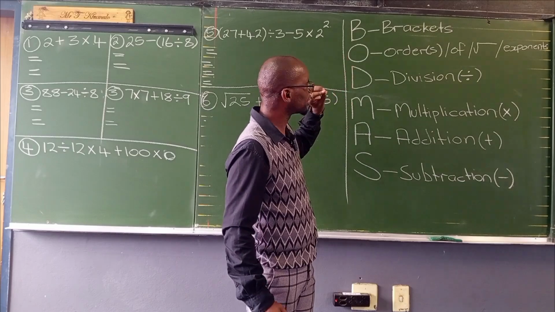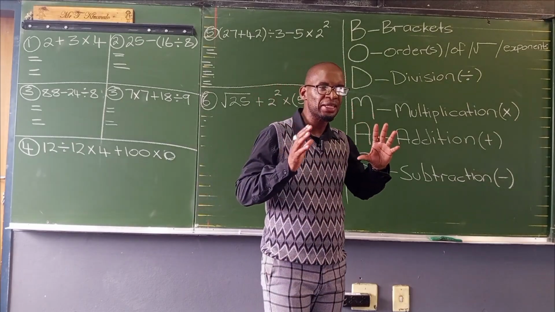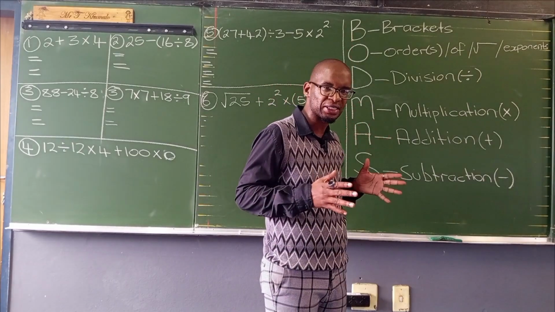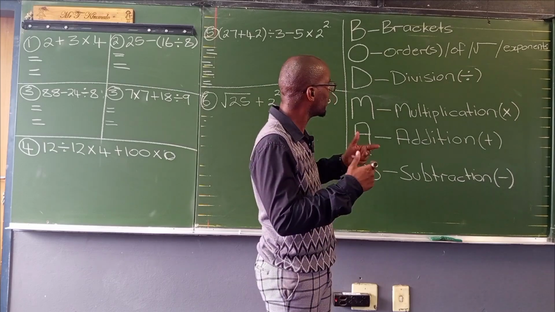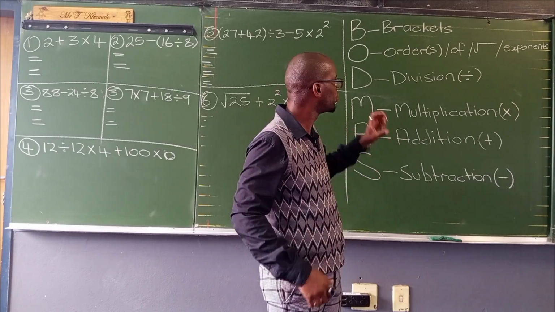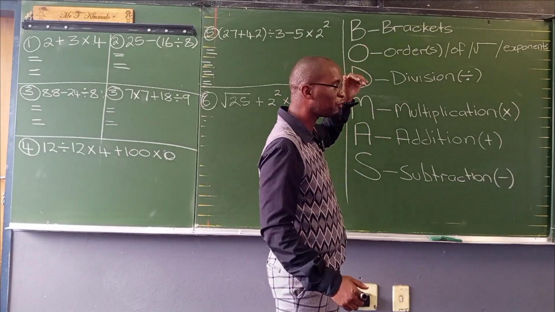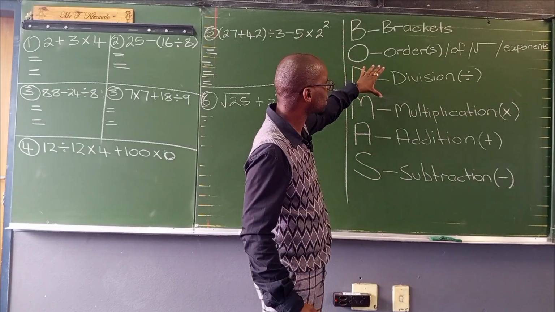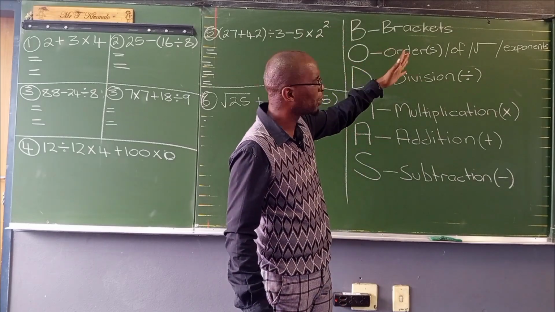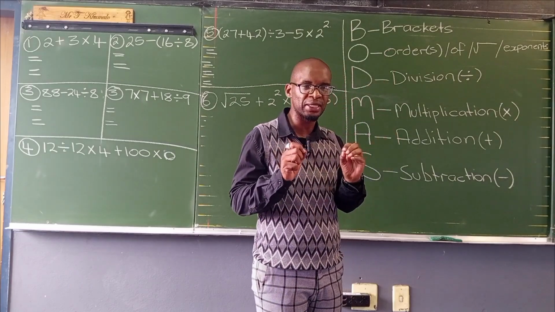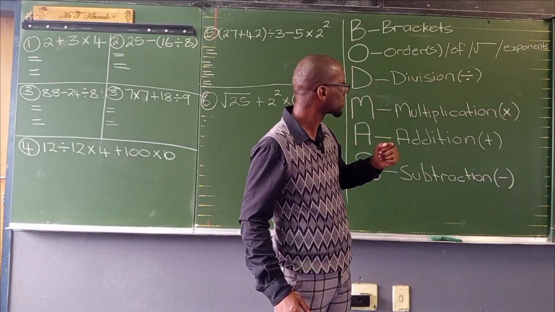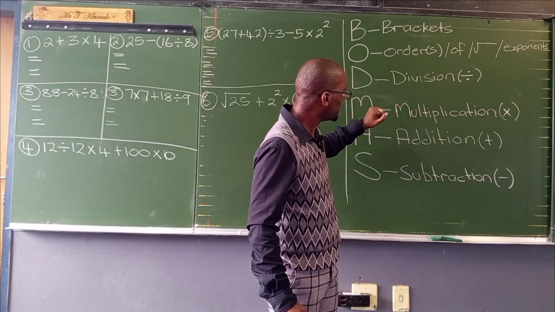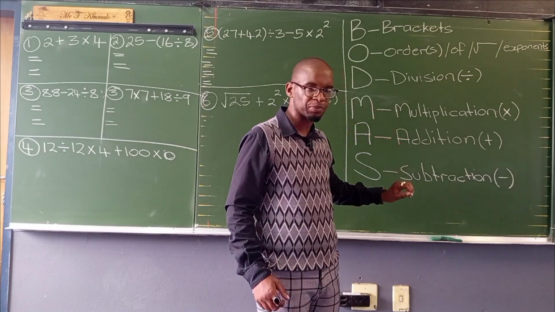Now, the first thing that you want to do when you get your sum is check for all of these operations and try to do them according to the order in which Bodmas gives you. So first of all, if there are brackets, you will start with brackets. If there are orders, which are things like your square roots, your cube roots, or exponents, then that is where you would also start. Then you have division, multiplication, addition, and subtraction.